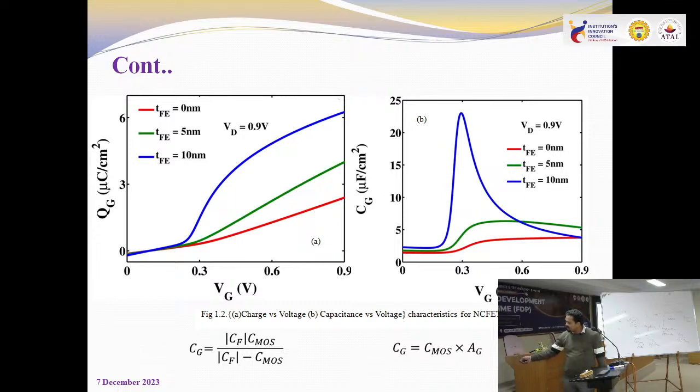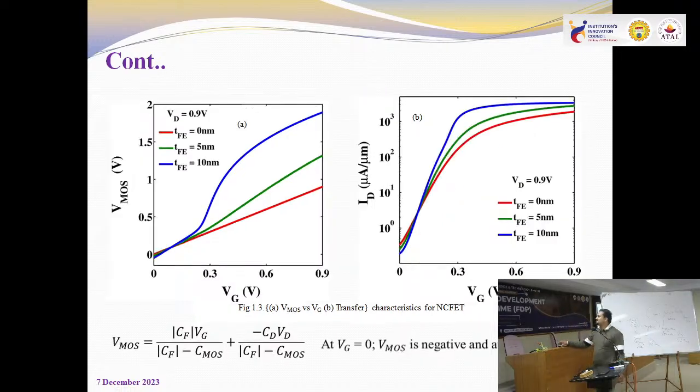If you see, for TFE equals 0, this is the capacitance. For TFE equals 5, this is the capacitance. And for TFE equals 10, there is an increase in capacitance. This is the same thing which we have already discussed in the heterostructure also. We have discussed the graph for AG previously. So AG is increasing, that's why CG is increasing. Because AG is amplification, and we know that in NCFET the basic principle is amplification.